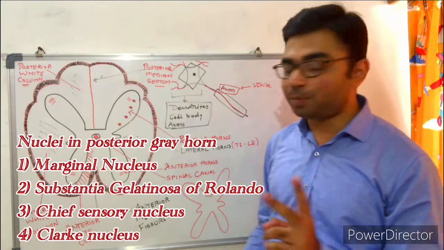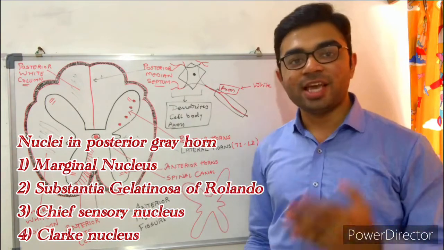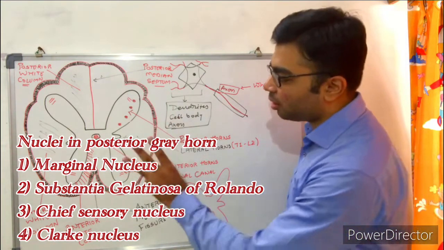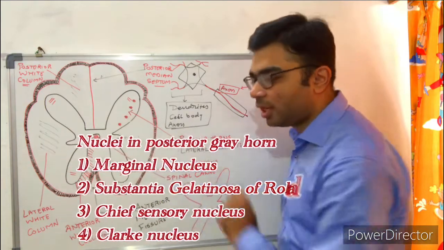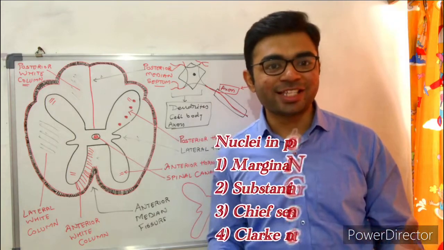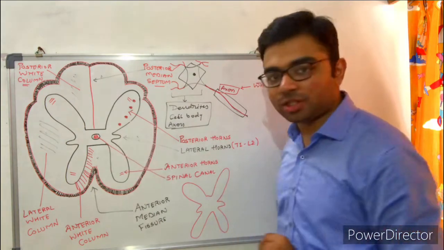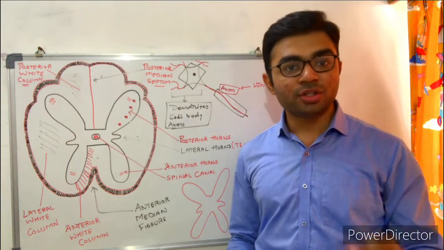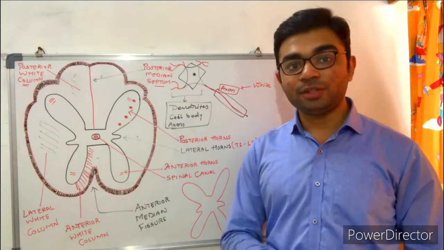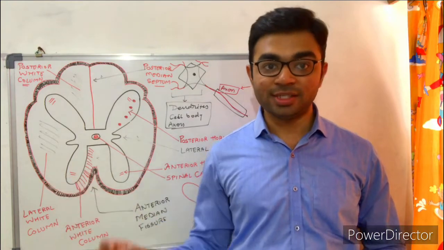The second nucleus, which is present a little bit inside the marginal nucleus, is termed the substantia gelatinosa of Rolando. The third nucleus which is present over here is known as the nucleus proprius, or in easy terminology, the chief sensory nucleus. And the last nucleus which is present over here is known as the dorsal column of Clarke, or I can say the Clarke nucleus. So these 4 nuclei are only present in the posterior horn cells.